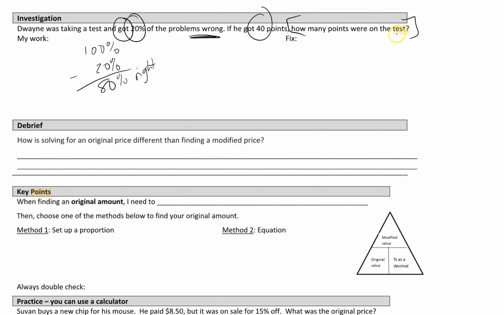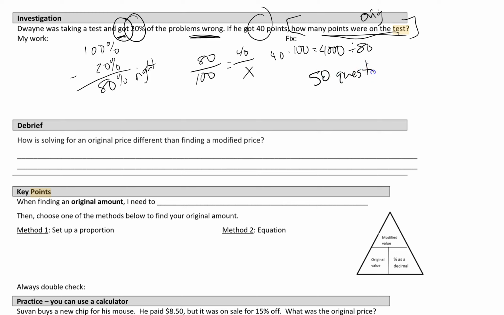Now we're trying to find how many points were on the test to begin with. So this is like an original amount. So when I go to set up my proportion, I can say 80 over 100 equals, he got 40 and he also got this 80. So we're going to put 40 on top, x on bottom. You can grab your calculator to cross multiply and divide, and hopefully this problem looks familiar because we've had it on a couple do nows now. So we're going to do 40 times 100 to get 4,000, and we're going to divide that by 80, and we've got 50 questions on the test.